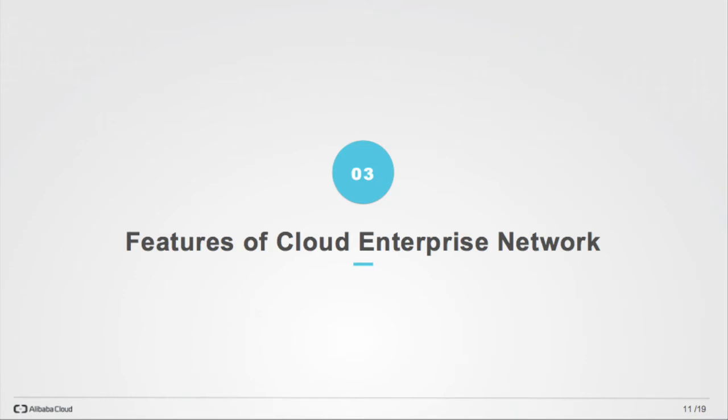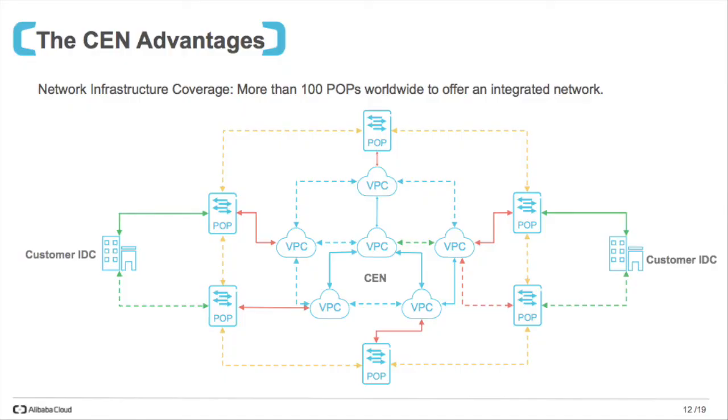The third part, I will take a look at the features and superiorities of CEN. In the near future, more than 18 regions and 100 access points will be established worldwide. This fundamental network infrastructure can facilitate customers to connect to Ali Cloud anywhere in the world, as we can see from this network topology.